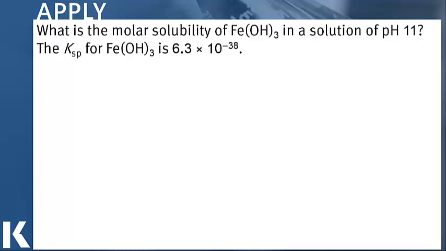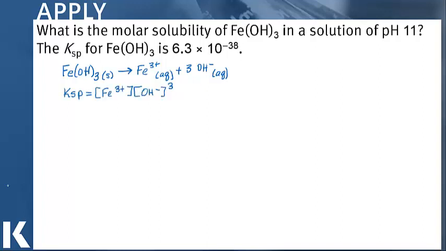Here, we're going to go ahead and do the first two steps like we know how to do. So the first step is we're going to write the dissociation of our iron(III) hydroxide solute. We find out that we get 1 iron(III) ion and 3 hydroxide ions. So when we write our Ksp, we have the concentration of our iron(III) ion times the concentration of our hydroxide ions to the power of 3. Remember that that 3 becomes an exponent.